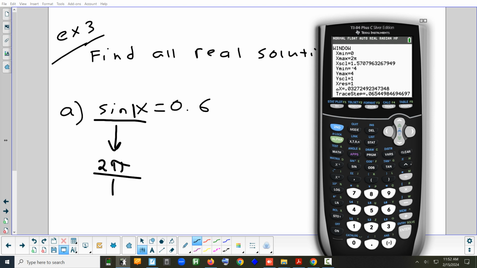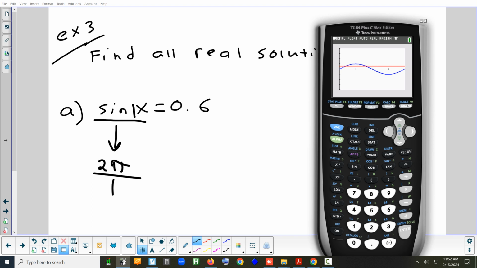How high and low does the sine function go? No, not -2 to 2. It goes -1 to 1. Well, we're going -4 to 4. That's more than you need, but that's okay. So when you hit graph, you should see exactly 1 cycle. You're going to have a line at 0.6.